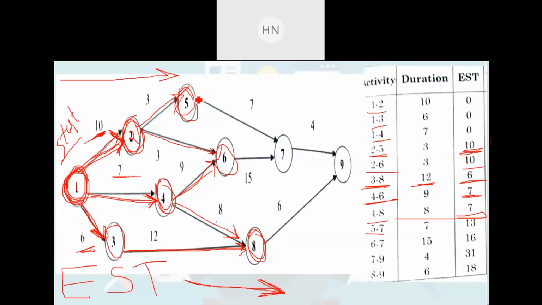Where is 5 to 7? This is 5 and this is 7. Before the start of this 5 to 7, which activities must be completed? 1 to 2 and 2 to 5. Here see, 1 to 2 duration is 10, plus 2 to 5 duration is 3. So 10 plus 3 will be equal to 13. So for 5 to 7 the earliest starting time will be 13, because this 10 and this 3 will be added, right?